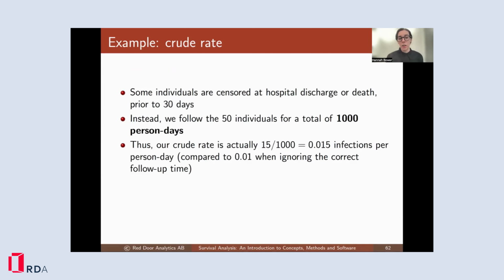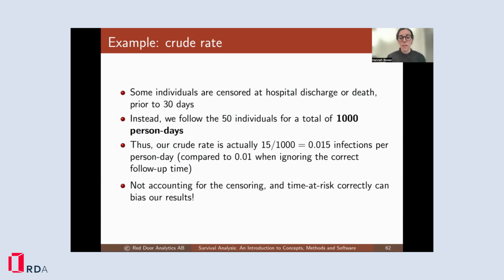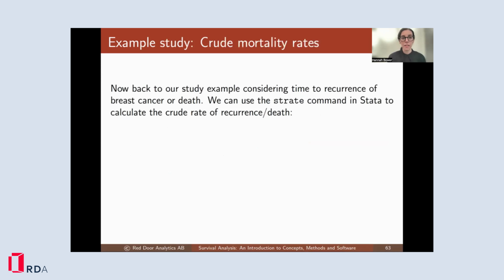So this means that we can calculate our crude rate as 15 events divided by 1,000 person days instead of 1,500, which gives us a rate of 0.015 infections per person day. Now, this is different to what we calculated previously when we used the incorrect follow-up time and we got a value of 0.01. So this should really illustrate to you that not accounting for the censoring and the time at risk correctly can bias our results. It's really important to keep censoring and time at risk in mind.